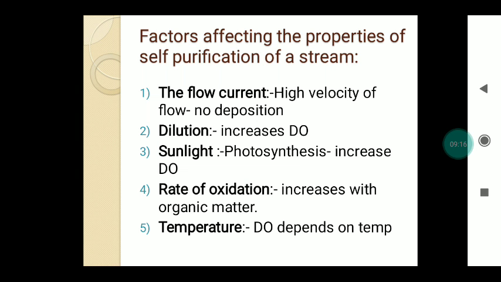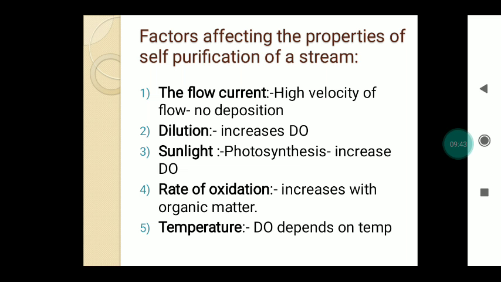The next point is the factors affecting the self purification of the stream. The first one is nothing but the flow current. If a natural stream has a high velocity flow, then there is no deposition of sludge at the bottom or bed of the natural stream, which aids the self purification process. The second factor is nothing but dilution.